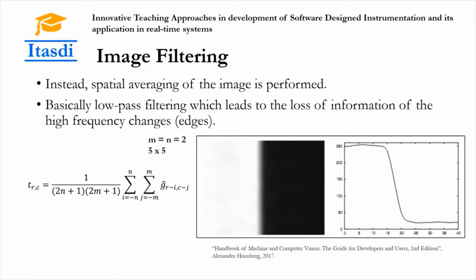Instead of time averaging, spatial averaging of the image is performed. As we will soon show, this approach is basically low-pass filtering, which leads to the loss of information of the high-frequency changes, for example, edges in an image. On this slide, the image of the same edge as before is shown, obtained by smoothing the image using the 5x5 mean filter. The reduction of noise is obvious.